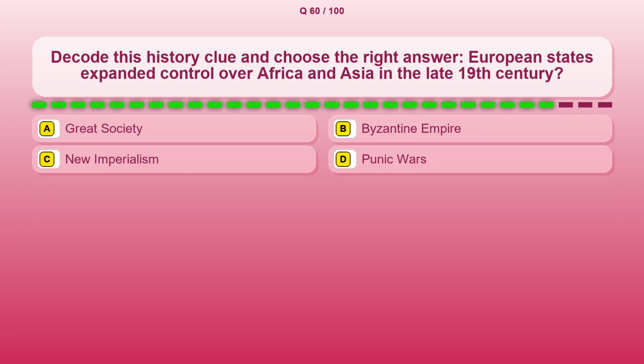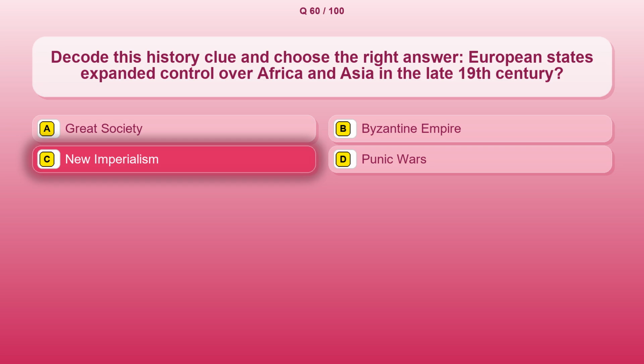Question 60. Decode this history clue and choose the right answer. European states expanded control over Africa and Asia in the late 19th century. Option A, Great Society. Option B, Byzantine Empire. Option C, New Imperialism. Option D, Punic Wars.